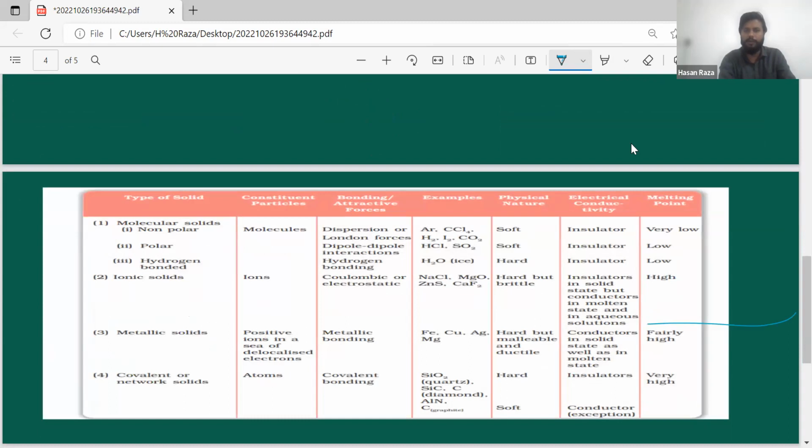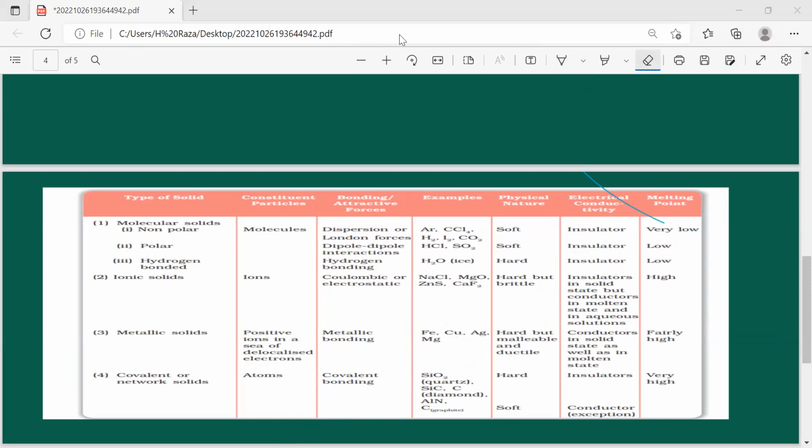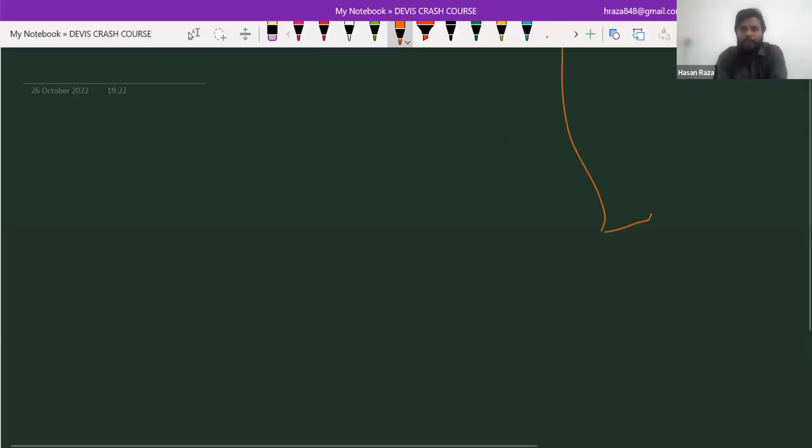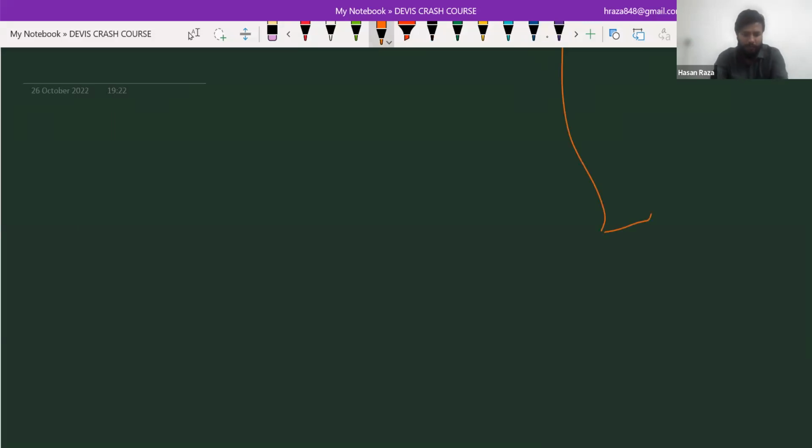I will show you this later. I don't know why it's... Wait a minute, please. So this is the basic of solid state. Then we are going to start. Let me fix it. So you are going to give the paper in January, right? If the first attempt is in January, yes.